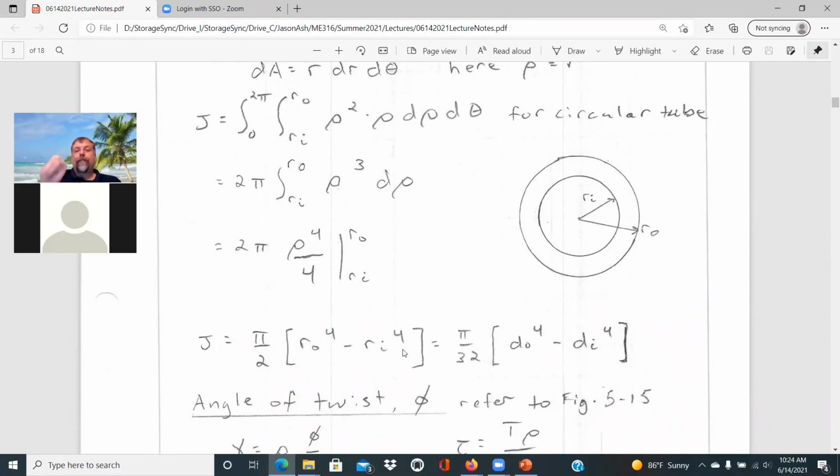And so for a circular tube, the polar moment of inertia then is just pi over 2 times the outer radius to the 4th minus the inner radius to the 4th. So we have a nice algebraic relationship to solve then for our polar moment of inertia.